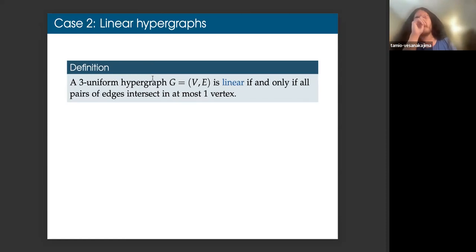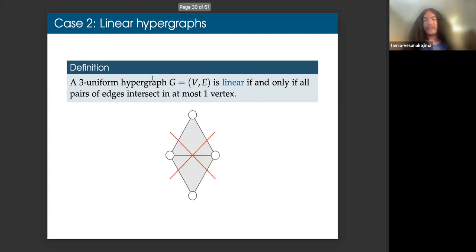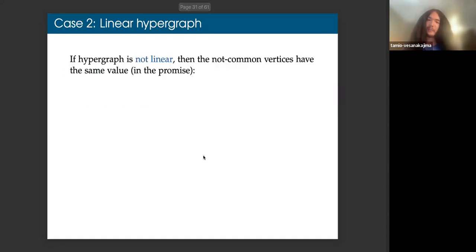Sorry, in order to discuss case 2, I first need to explain what a linear hypergraph is. If I give you a 3-uniform hypergraph, I say that it's linear if and only if, for any 2 edges, they intersect in at most 1 vertex. This basically means that this configuration is forbidden. So I can't have 2 edges that overlap on one of their sides, basically.